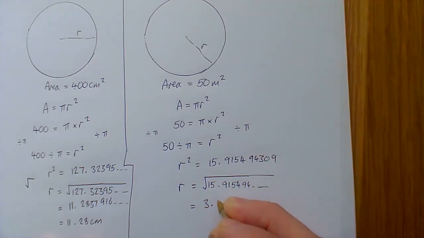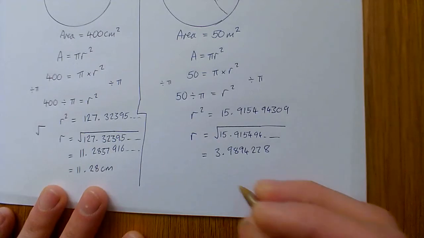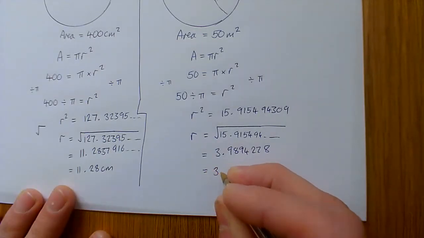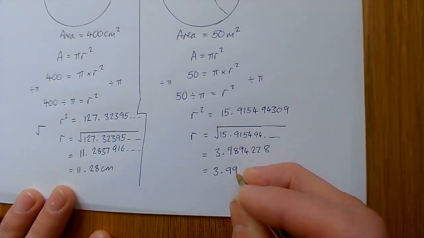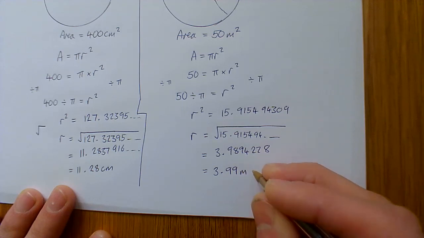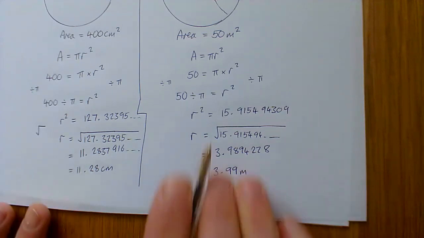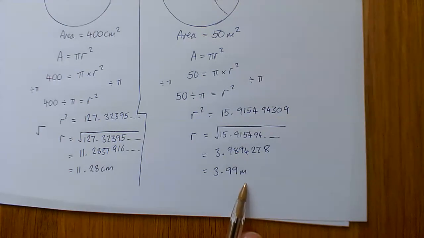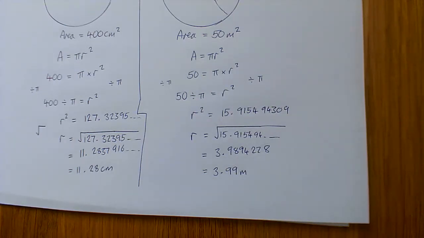That is 3.9894228. And rounding that, we get 3.99 meters. So remember, we're starting with meters squared because it's an area, but our final units are just meters because it's a length, it's a distance.